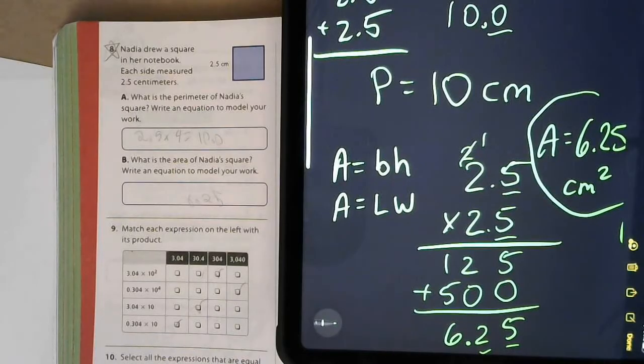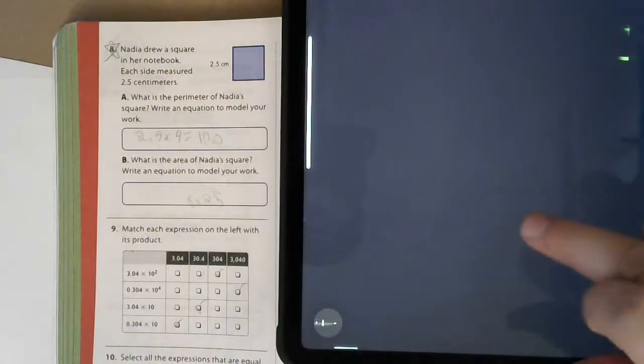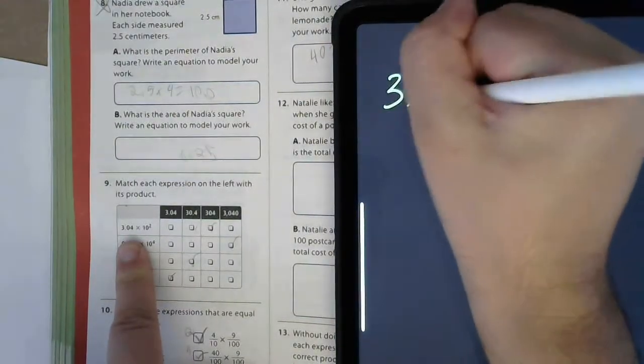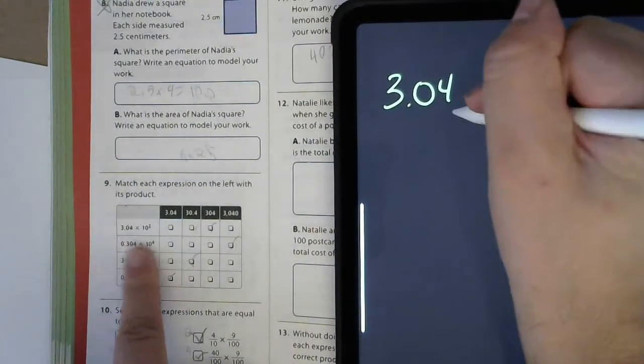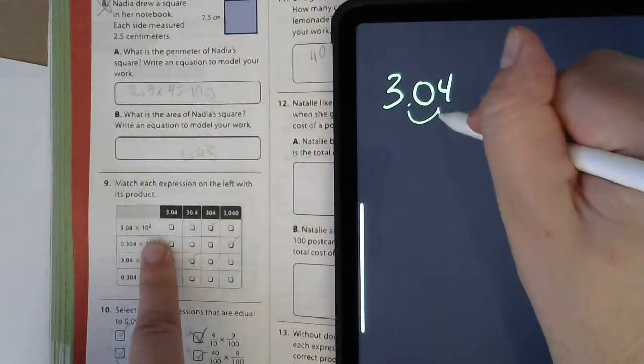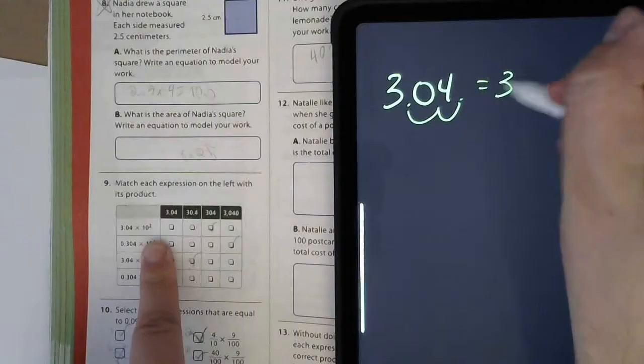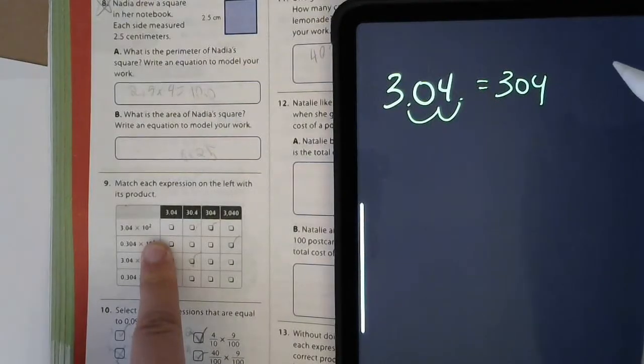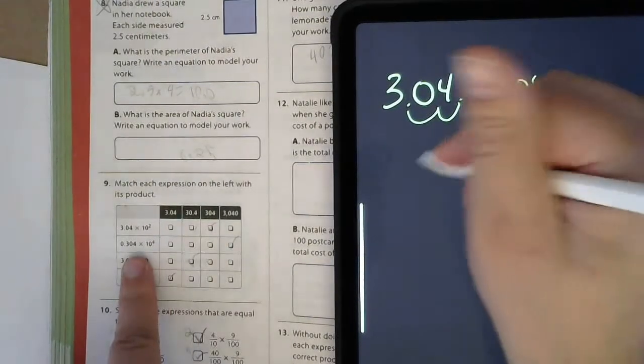That's number 8. Take a look at number 9. Again, another box. We love these things, right? It says match the expression on the left with its product. So once again, I'm just going to solve each one, starting with the first one. 3 4/100 times 10 squared. That means I'm moving my decimal, bloop, bloop, 2 times. That's going to equal 304. And look, there's 304.